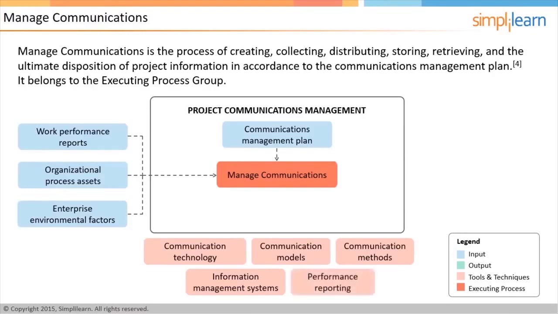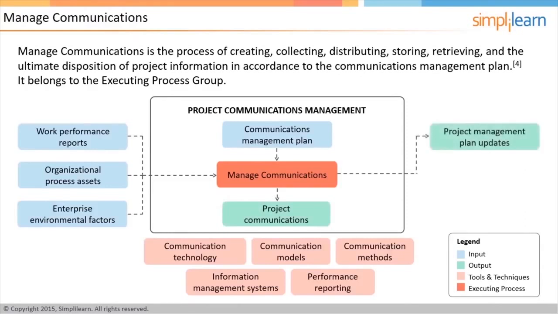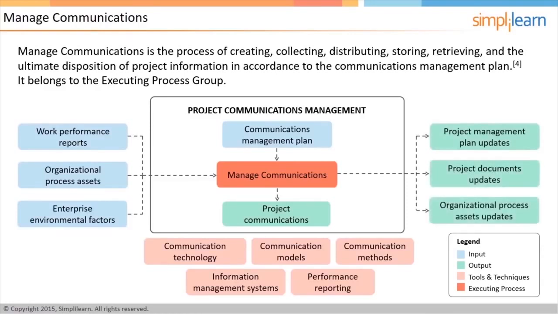In performance reporting, all the information is synthesized in the form of performance reports that are later distributed to the appropriate stakeholders and form an important part of the communications strategy on a project. The first and primary output of this process is the communications messages that are generated during the project. The other outputs include project management plan updates, project document updates, and organizational process assets updates. In the next screen, let us discuss the control communications process.